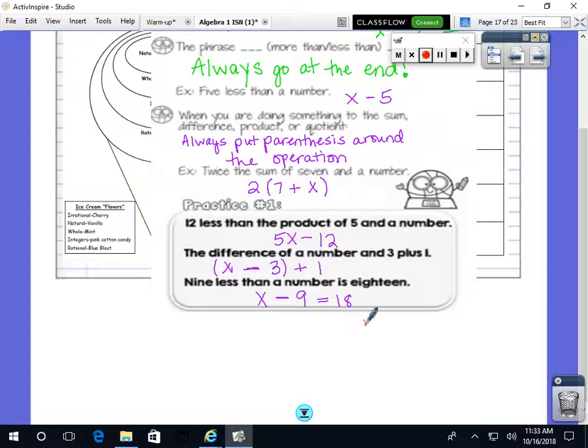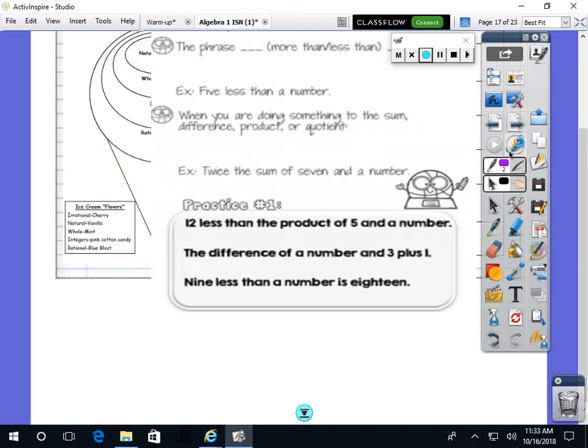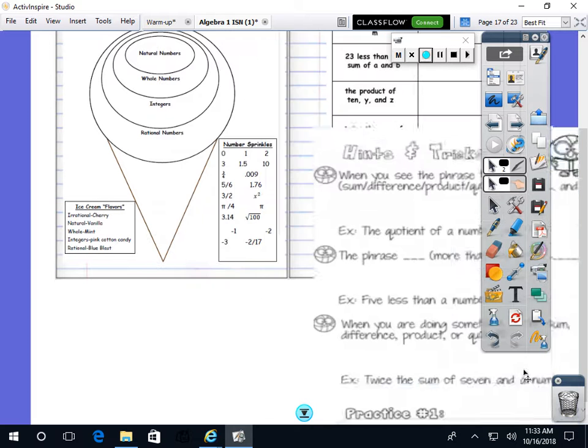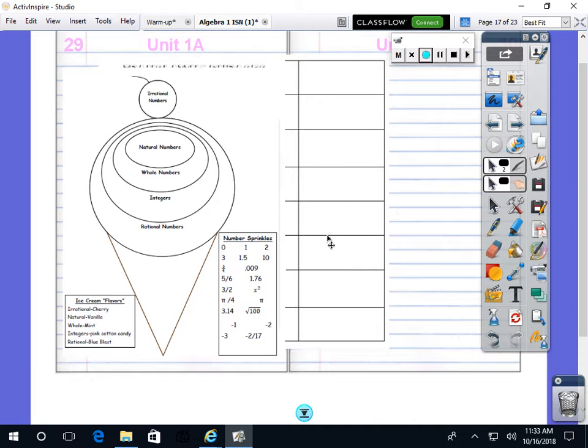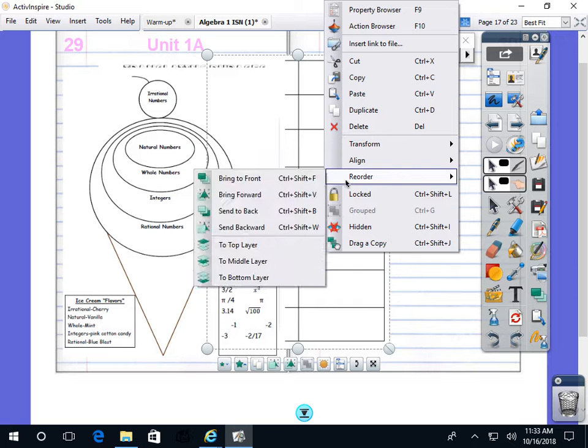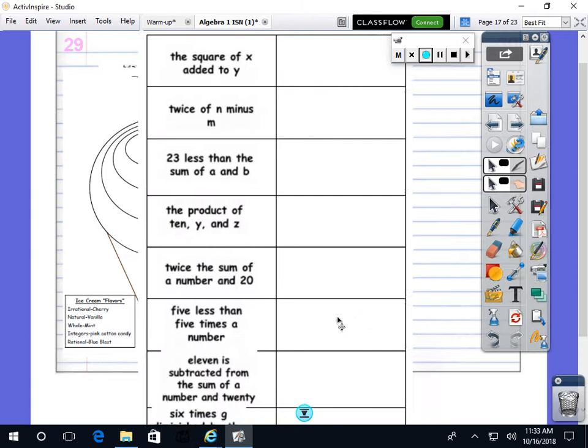Okay, now we're going to be doing the page that's basically on the back of the page we just did. It's got like a 2-column chart. Okay, so this page. So we're just going to do some more practice.